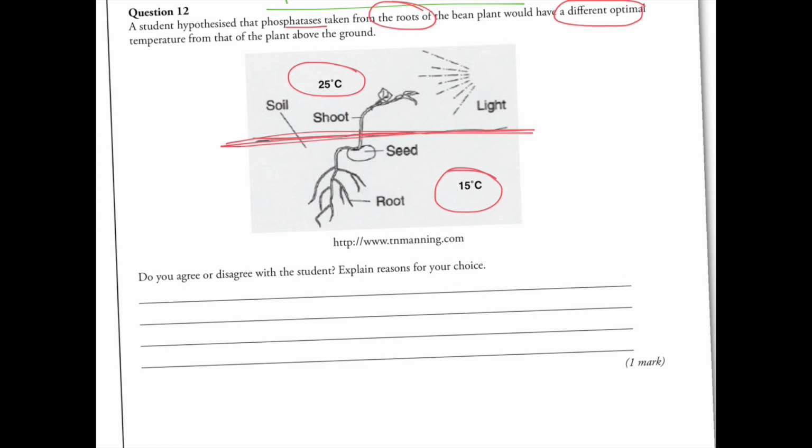So this is worth only 1 mark, and you need to agree or disagree. You need to state whether you're going to agree or disagree, and then explain. When it says explain, I would always go back to your scientific understanding.